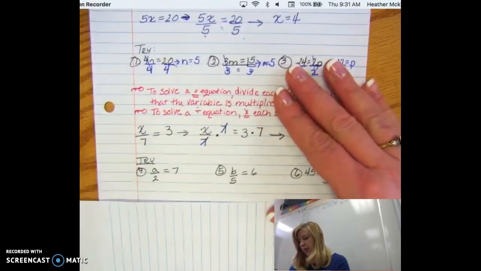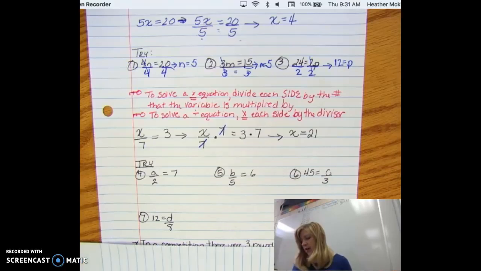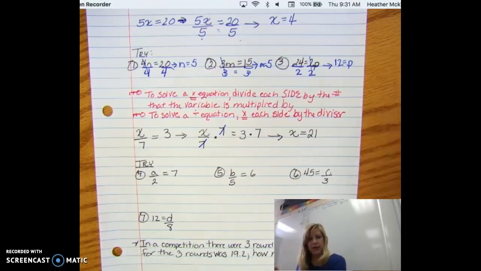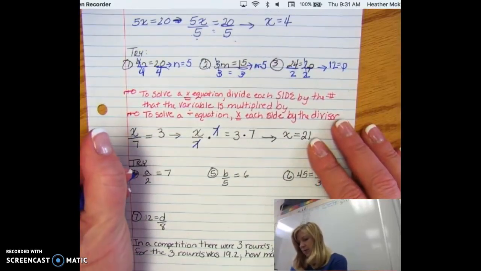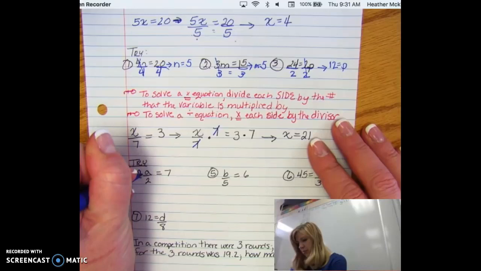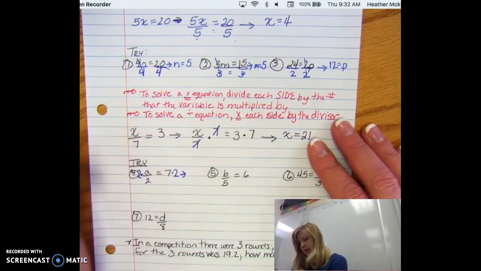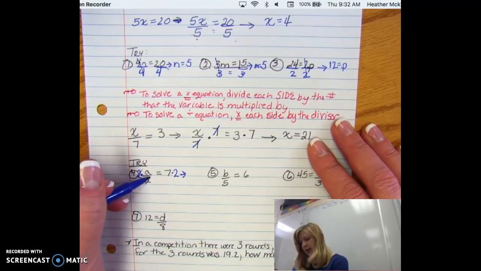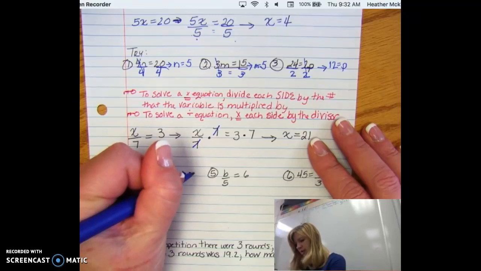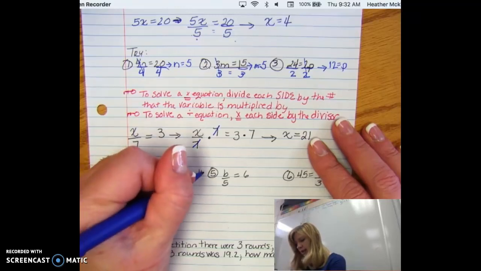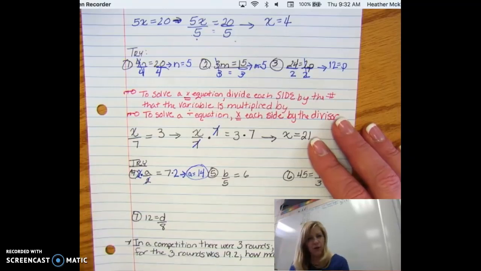Let's try number 4 together, and I'm going to have you do 5, 6, and 7 on your own, possibly the starred one. So in this one, I'm just going to multiply by 2 on this side, multiply by 2 on this side. So if I do that, this is going to cancel out and this is going to cancel out. So a is going to equal 7 times 2. So a equals 14. It is important that you put a equals 14, not just 14.